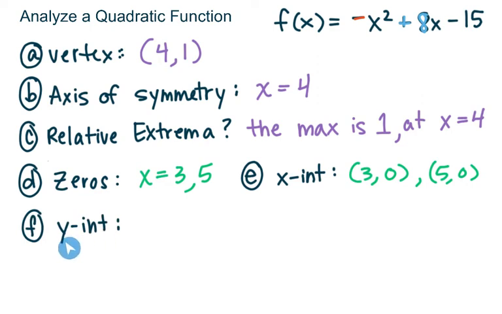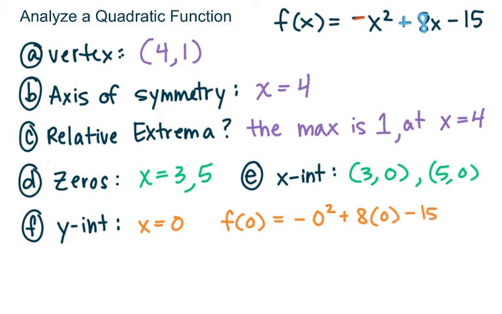Now we'll look at finding the y-intercept. Whenever we want to find y-intercepts, we let x equal 0. So we're going to calculate f of 0. F of 0 is negative 0 squared plus 8 times 0 minus 15. We get that f of 0 is negative 15. So my ordered pair for the y-intercept is (0, -15).